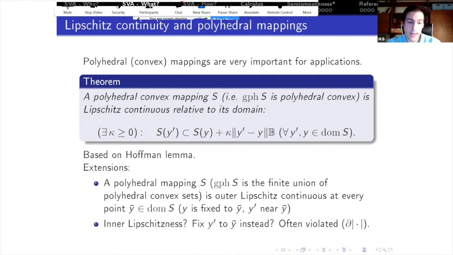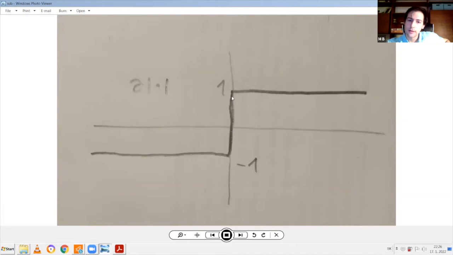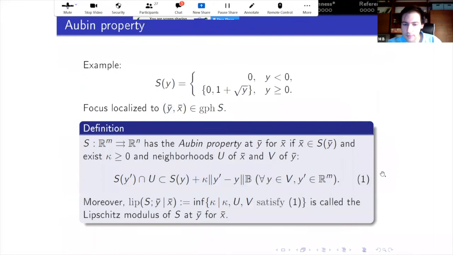And then the question would be, what about some kind of inner Lipschitzness? This would sort of mean to fix this point here, the one to be estimated, to y bar. The question is, could something like that be true? And one can easily see that this could be very often violated. Just consider again the subdifferential of the absolute value. And here, if this would be y bar, then you must cover this whole set by points coming from the neighborhood. So it's absolutely not possible to be satisfied here, right? So then the question would be if there is some kind of inner Lipschitzian notion that could be true for such polyhedral mappings, and later I will mention that there is some way to get that, which is something I did a little bit of research on as well.